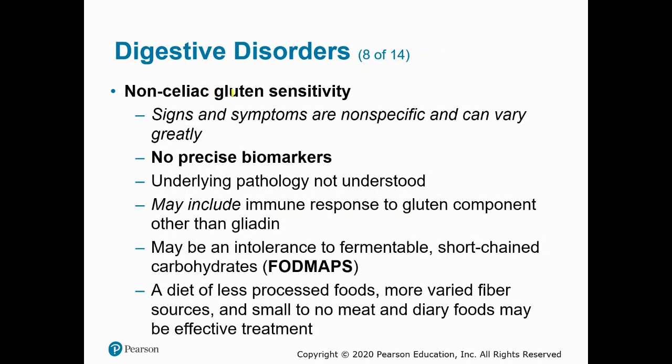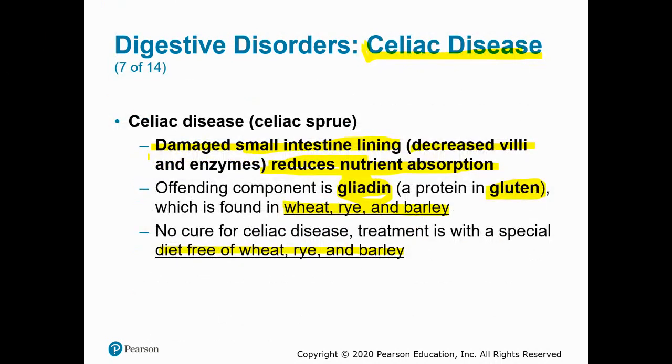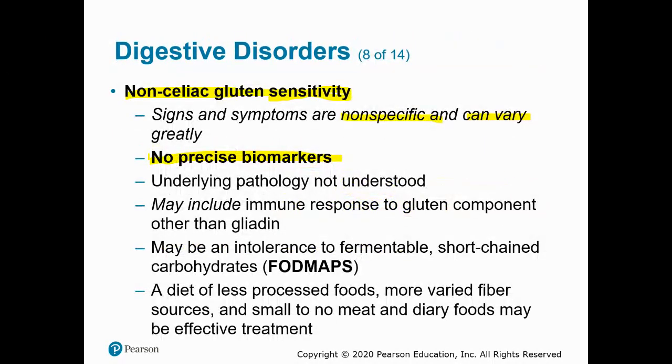Also worth noting, there is a sensitivity to gluten that is non-celiac, right? So kind of like an intolerance, right? So the signs and symptoms are non-specific and can vary greatly. And there are no precise biomarkers, whereas the slide doesn't say it, but there is a biomarker for celiac disease. So you can be very clearly diagnosed with celiac disease. So if you get tested for celiac and you're not diagnosed, maybe you just have sensitivity, right? So you still might get an immune response to gluten or other components of wheat or rye or barley.